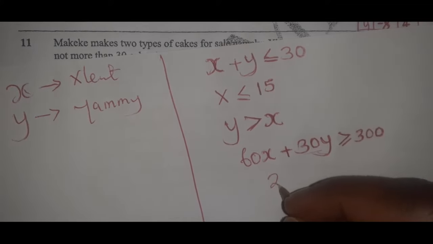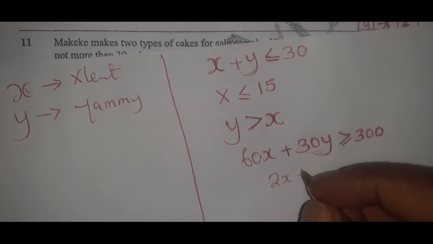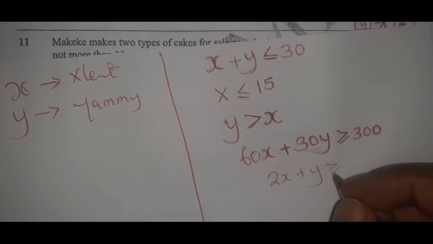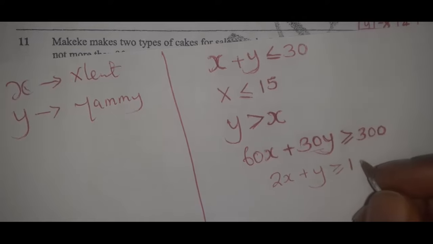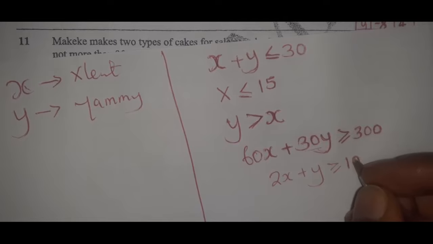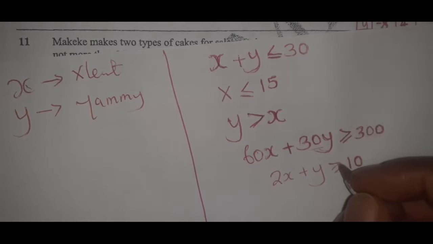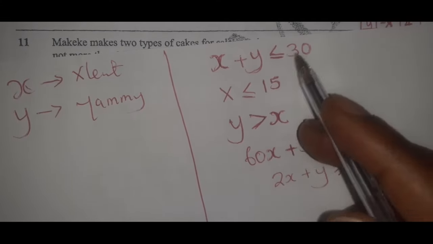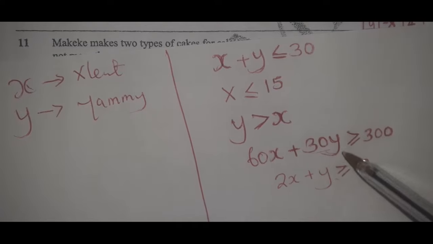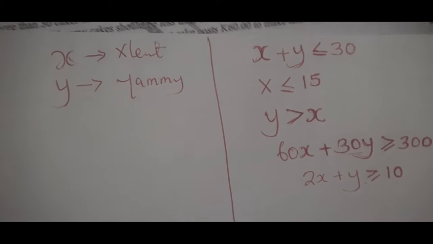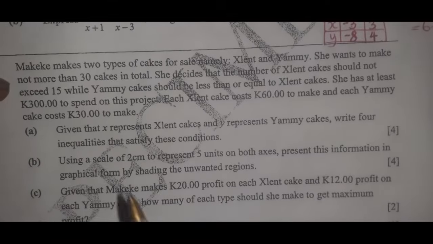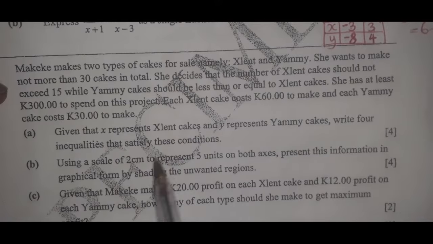So this is going to be 2x plus y. You divide this one by 30, what do you get? This will be 10. So these are the inequalities that we're going to have: 1, 2, 3, 4. All right. So now we can come here and say, okay, we are done with this one.